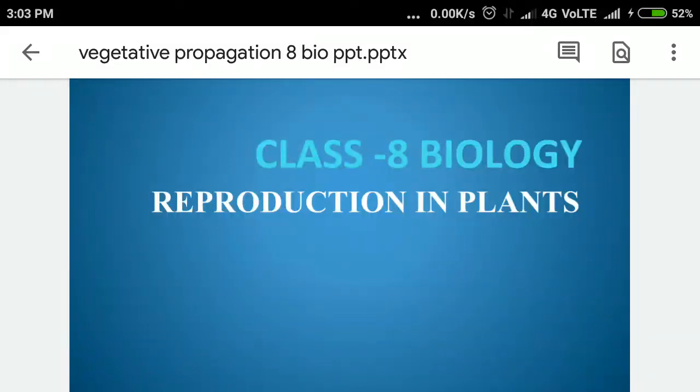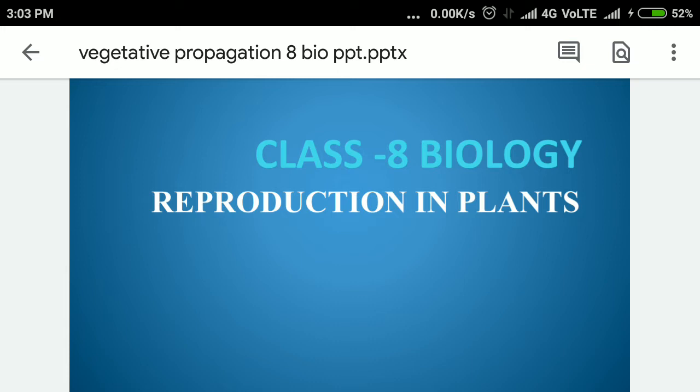Welcome back, students. In our previous session, we discussed various methods of asexual reproduction in plants, that is binary fission, spore formation, budding and fragmentation. Today, we will discuss another method of asexual reproduction in plants, that is vegetative propagation.